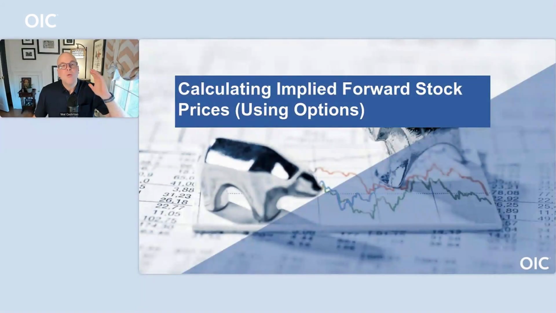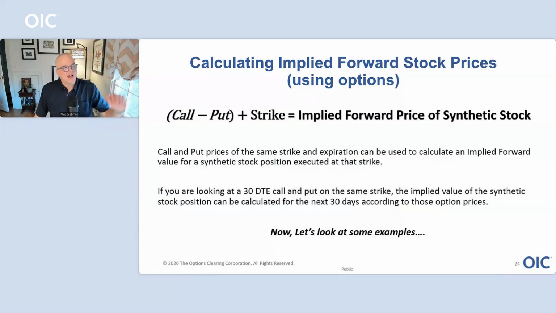Let's calculate what we call the implied forward stock price using the options. Now, don't freak out about the idea of anytime someone puts forward into something, it just means we're looking forward at what this looks like going forward. And implied just means what is the option prices that we're looking at? What does it mean for where the actual underlying is priced? Let's calculate some implied forward stock prices.